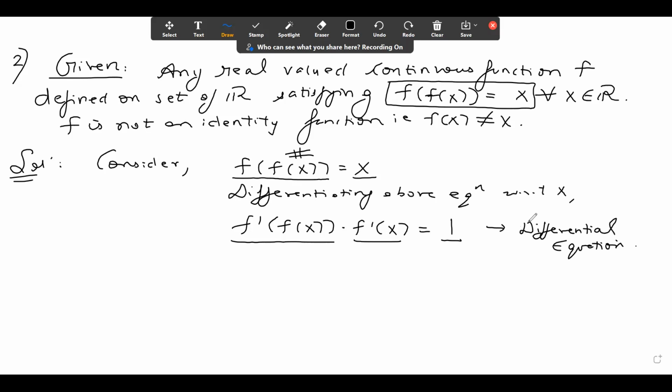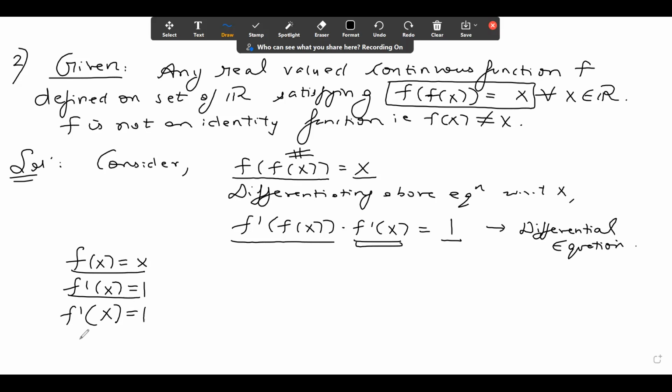Now what can be the possible solution to this particular differential equation? Now if you put f of x as x, does it satisfy this? So let's check. f dash x is equal to 1. And f dash of f of x itself is equal to x only, and we have shown that f dash x is equal to 1.